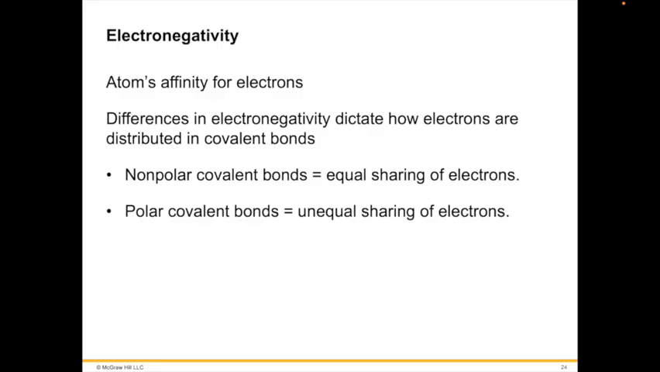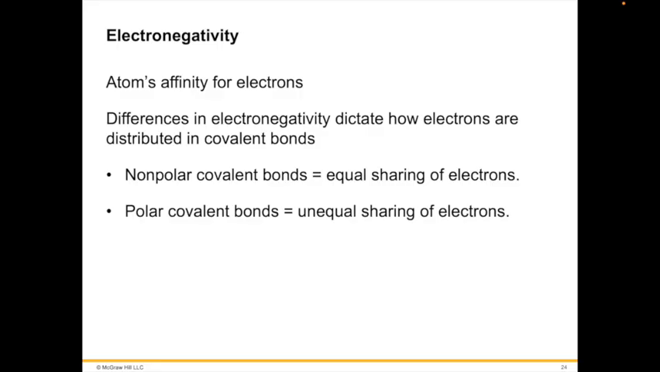Polar and non-polar covalent bonds. Atoms differ in their affinity for electrons, a property called electronegativity. And in general, electronegativity increases left to right across the row of the periodic table and decreases down the column. Thus, the elements in the upper right corner have the highest electronegativity.